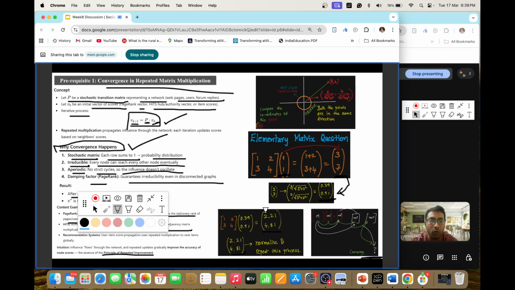Now what is important is that this matrix can be considered as your stochastic transition matrix, and this vector can be considered as your PageRank or hub or authority scores. After many iterations, the hub or authority scores will converge, or this PageRank will converge. So this is the main concept.